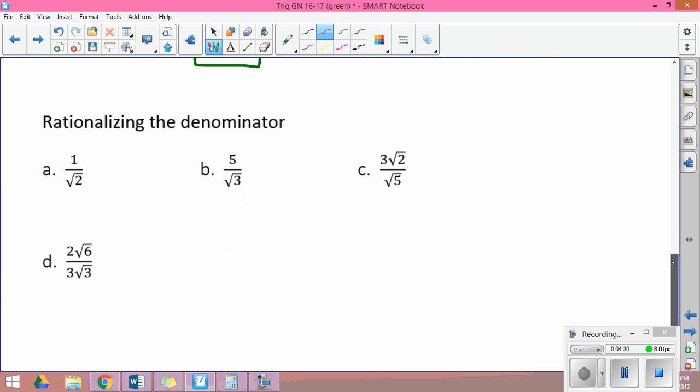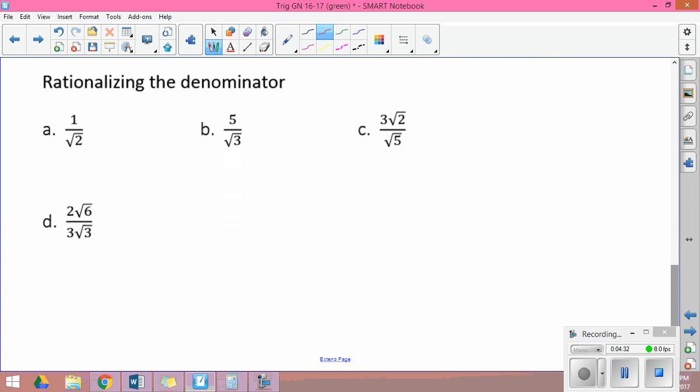So just some quick specific work on rationalizing the denominator. This is bad math grammar. You can't ever leave that radical in the denominator. So what I want to do is, just like making a common denominator, multiply top and bottom by the value, square root of 2 over the square root of 2.